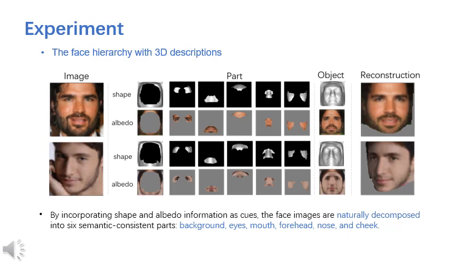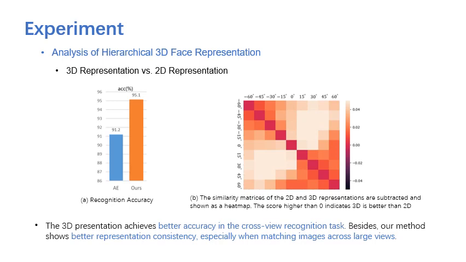The graphics capsules learned by IGCNet provide a face hierarchy with explicit graphics descriptions. Here is the discovered face hierarchy. By incorporating shape and albedo information as cues, the face images are naturally decomposed into 6 semantically consistent parts: background, eyes, mouth, forehead, nose, and cheek. Based on the aforementioned 3D face hierarchy, we apply IGCNet to validate the advantages of such hierarchical 3D descriptions and uncover the face recognition mechanism of neural networks.